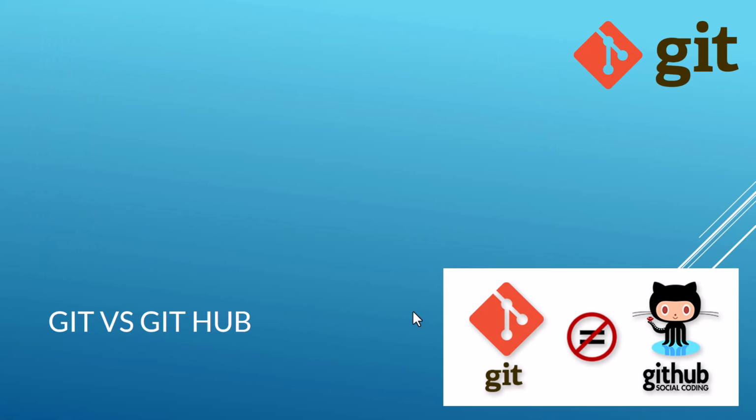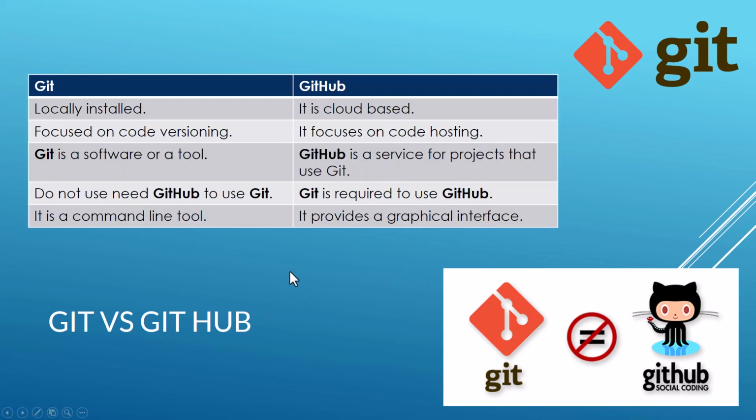Alright, now in this slide we will discuss the difference between Git and GitHub. There is a misconception that both are the same, however both are totally different. Git and GitHub are two different things, but they are often used together. Here's a brief explanation of the difference between Git and GitHub.